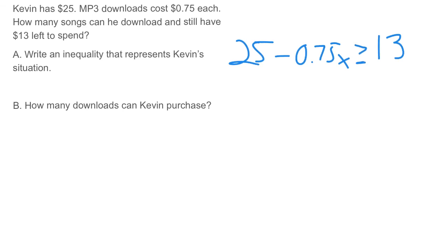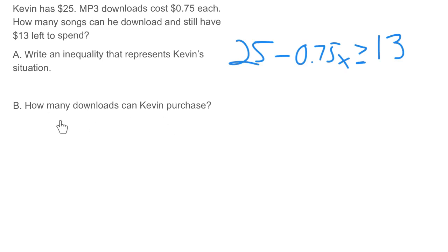The reason why it's greater than or equal to is because the amount that he is spending, which is going to be over here, it's the $25 minus whatever he is spending. This is the leftover, and that leftover needs to be at least $13. It can be more than $13. It can be exactly $13, but it can't be less than $13. So we put in this symbol of greater than or equal to.